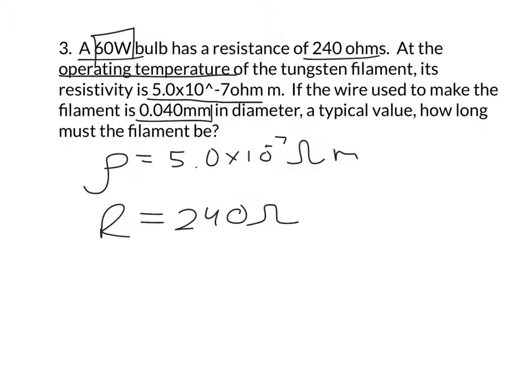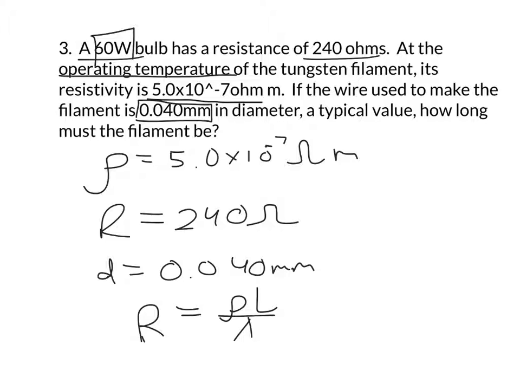We also have the diameter, which is, I guess we could say D equal to 0.040 millimeters. Now, let's look at our equation. Resistance was equal to rho L over A, and L is what they're asking for. Yes, how long would the filament be? And we have rho, and we have R, and then A, we have to deal with A.